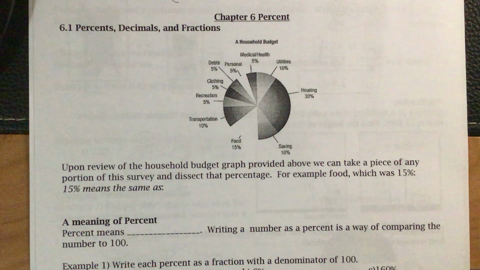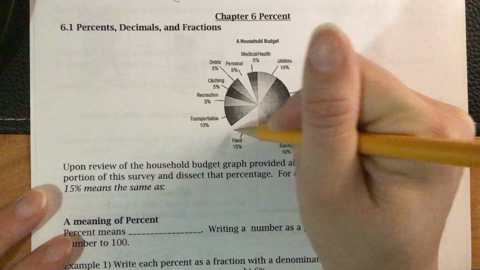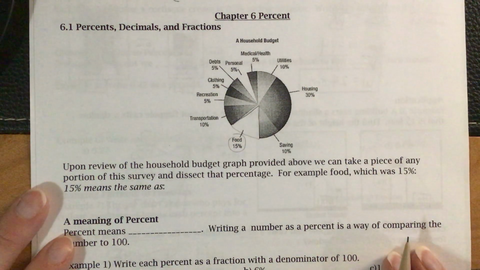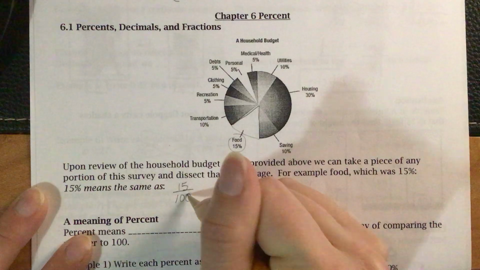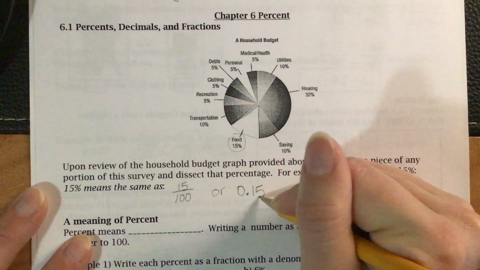Chapter 6, Percents. This is 6.1, Percents, Decimals, and Fractions. Upon a review of the household budget graph provided above, we could take any piece or portion of this survey and dissect that percentage. For example, food, which was 15%, that's this piece here, is the same as 15 over 100, or 0 and 15/100ths.